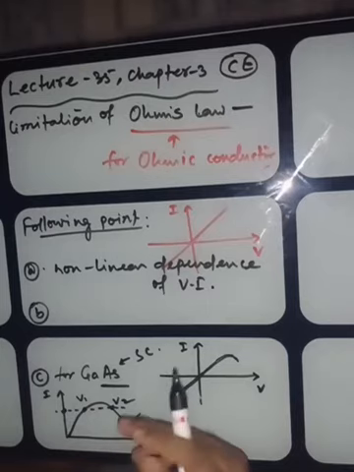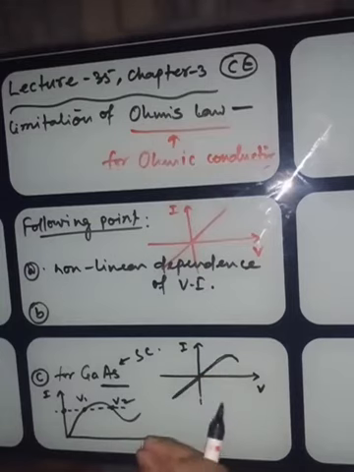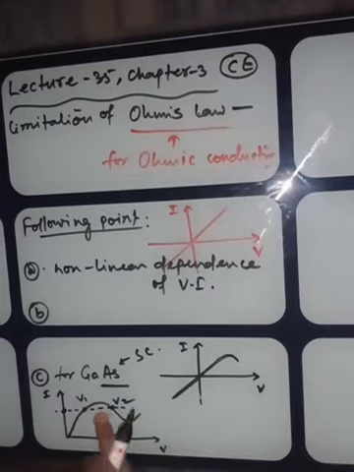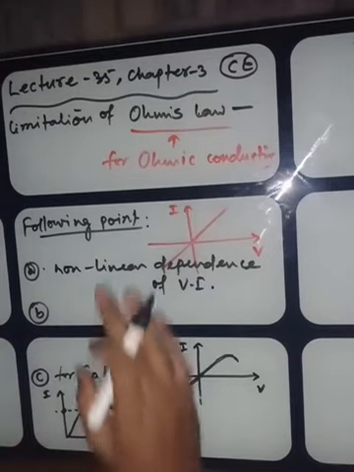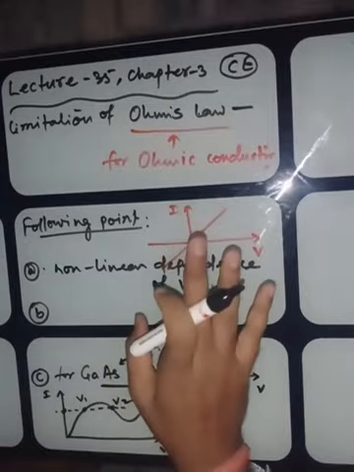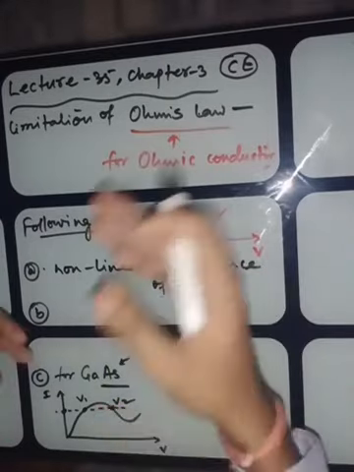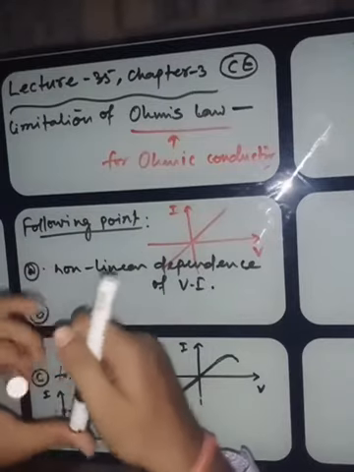So the voltage may have more than one value for the same value of current. So these are the limitations of Ohm's law, my dear students, and a few more you can study in NCERT in detail.